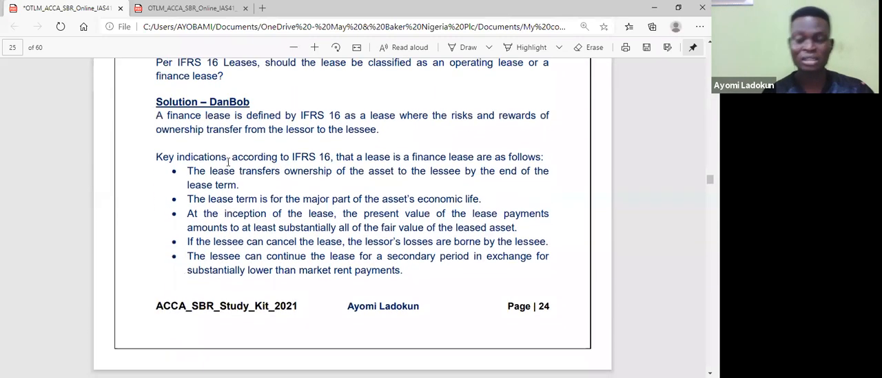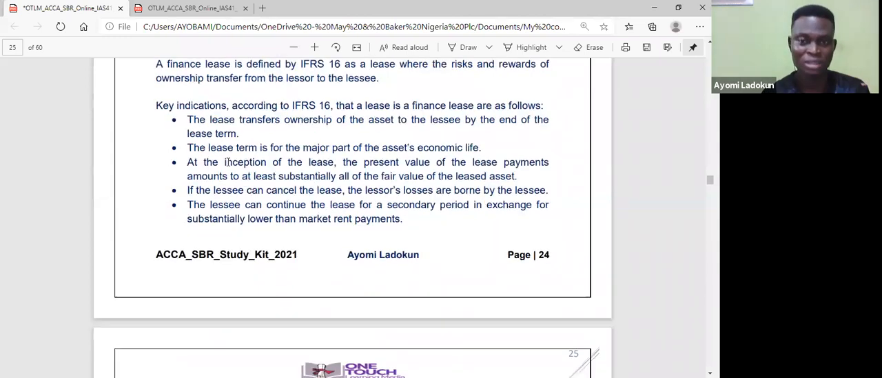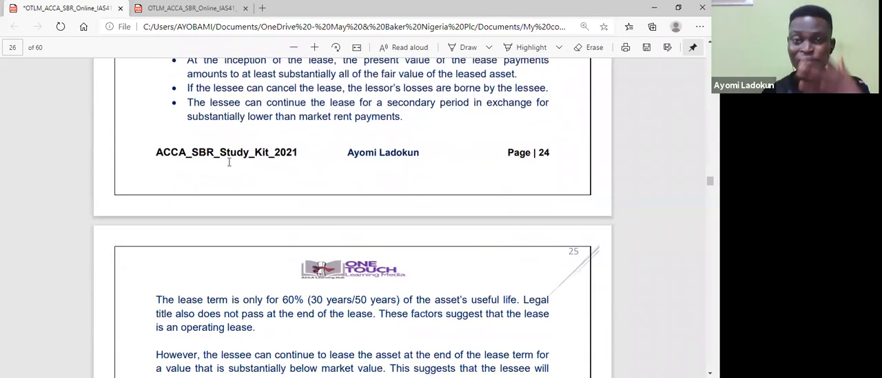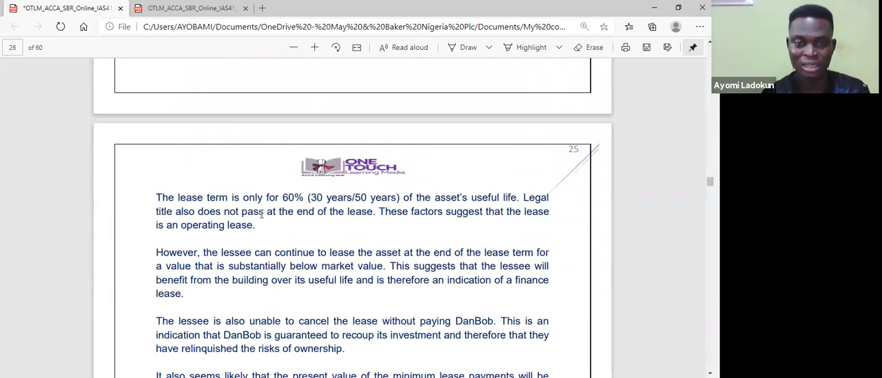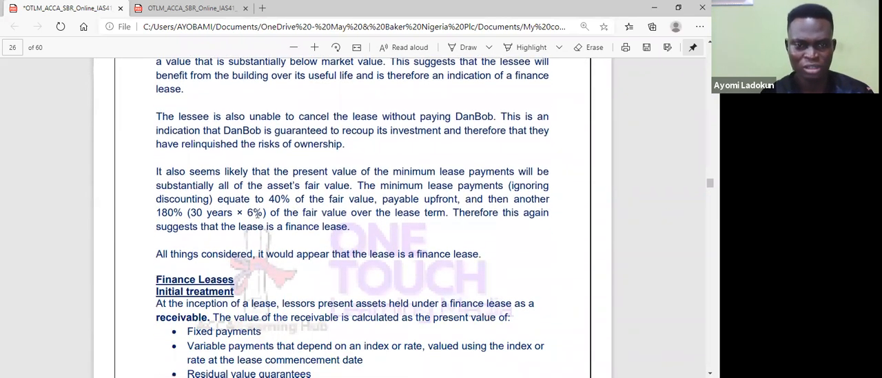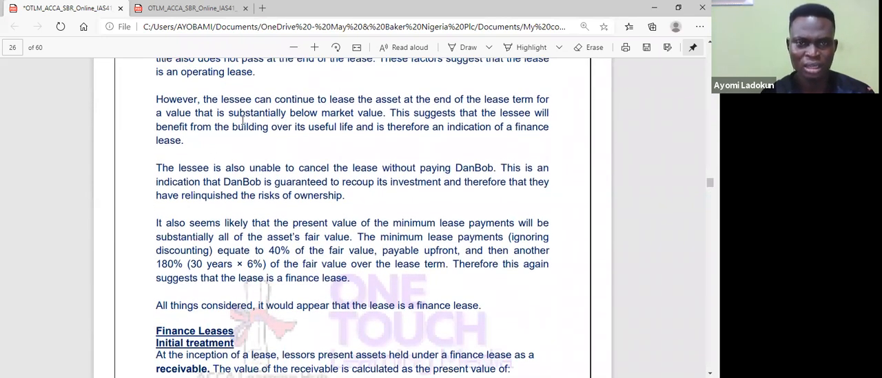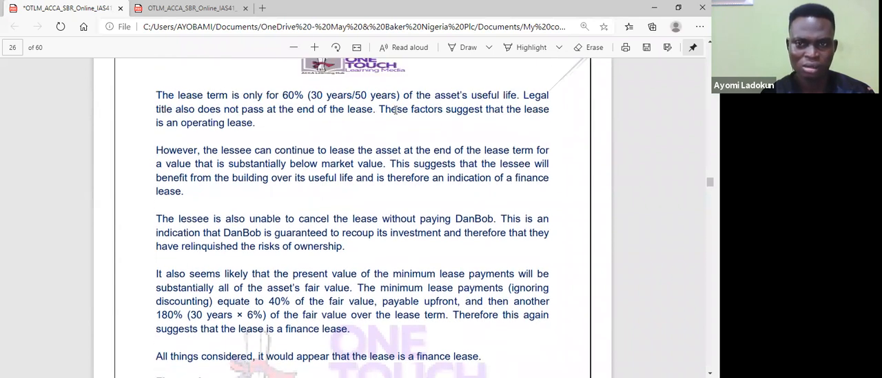So from the answer, it tells you to start with the requirements. So you list the requirements. You just have to pick 2-3 points around here. So let me just pick 1 or 2 here. Now the lease term is only for 60%, 30 over 50 of the useful life. Legal title will not pass. So this might suggest that it's an operating lease because legal title will not pass.